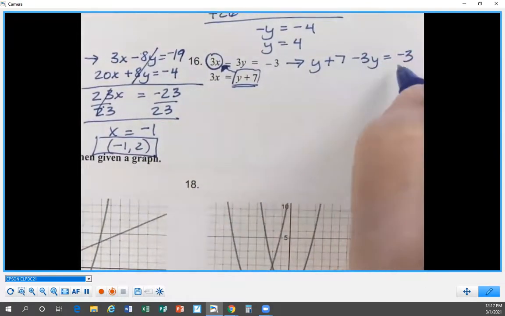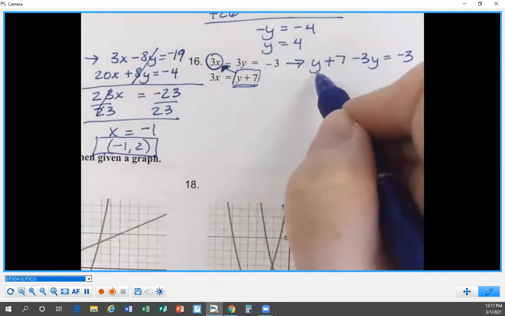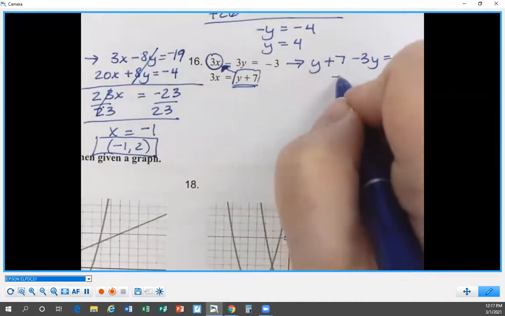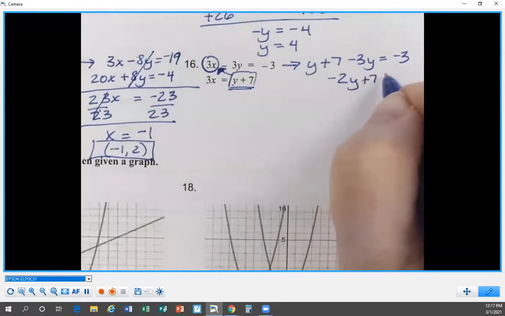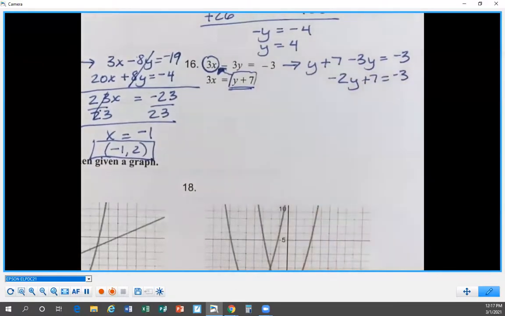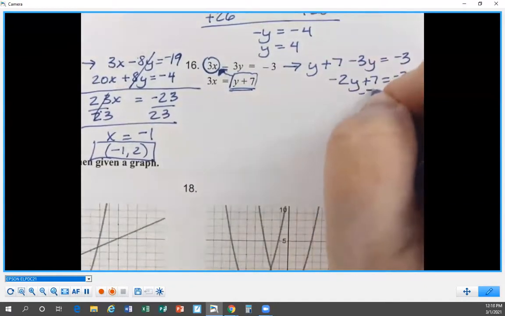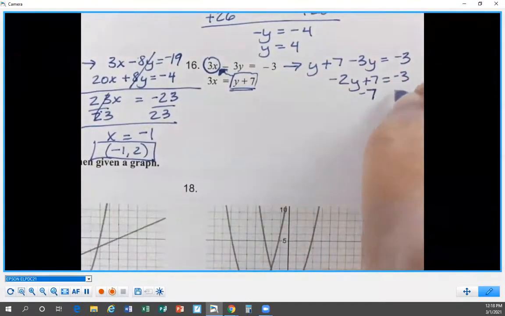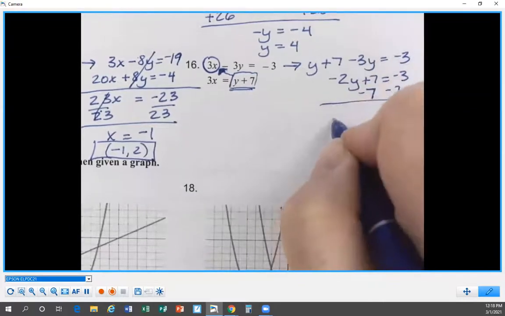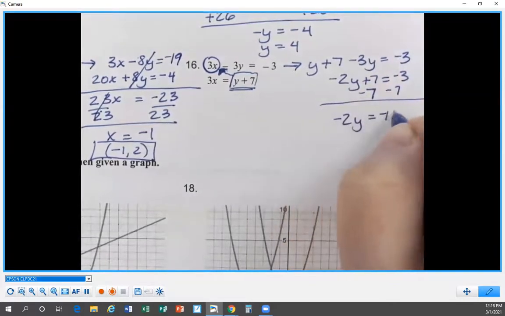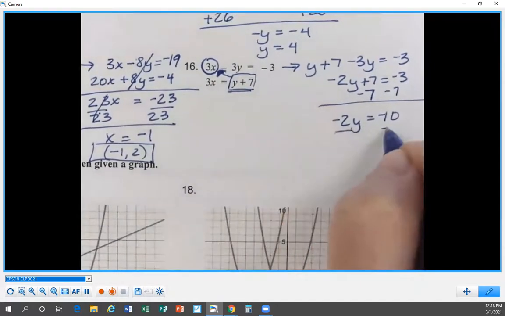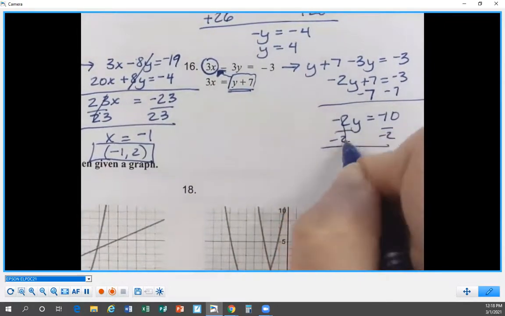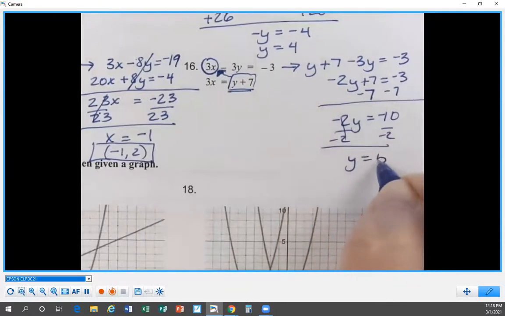Okay, so now I'll combine like terms. Y minus 3y gives us negative 2y, bring down the plus 7, equals negative 3. Subtract 7 from each side, this gives us negative 2y equals negative 10. Divide each side by negative 2 to get y equals 5.